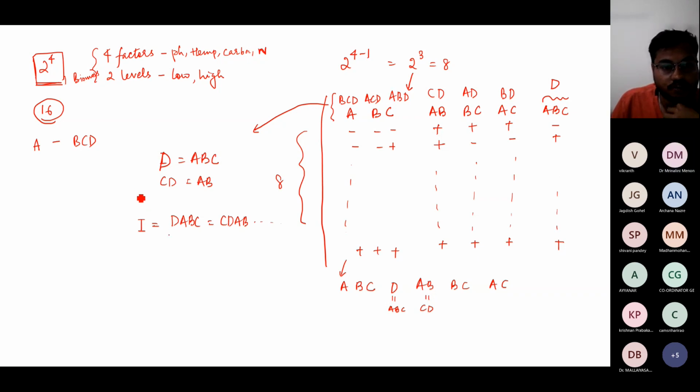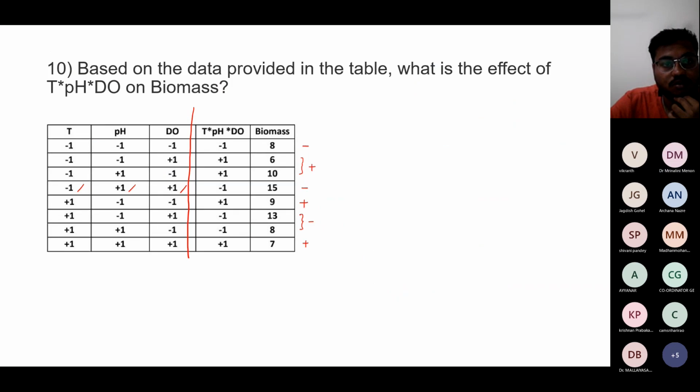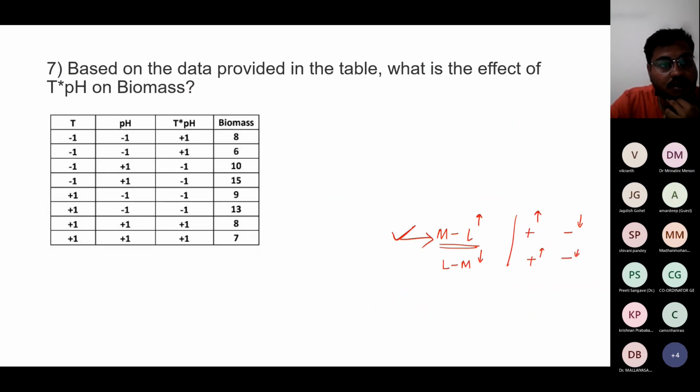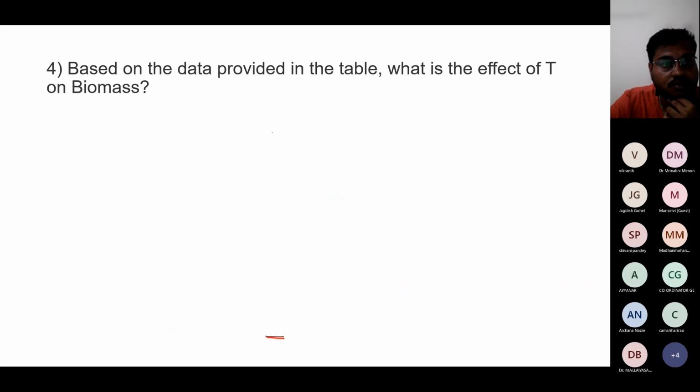For these generator equations, the smallest equation that we have, in this case, will be 4. DABC will be the smallest one because all of these will have 4 terms. CDAB, ADBC, BCDA, all of these have 4 terms, right? So the smallest equation that we have here, the number of terms in that gives us the resolution. In this case, it will be 4. That is what we are trying to do in the third question.